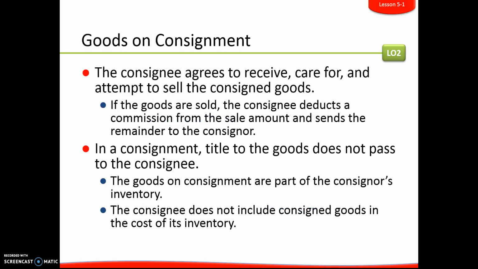And so what happens is the consignee agrees to receive, care for, and attempt to sell the consigned goods. It's kind of like if you are like Kohl's Mentor or Plato's Closet in the mall. If the goods are sold, the consignee deducts a commission from the sale amount and then sends the remainder to the consigner. And in a consignment, the title of the goods does not pass to the consignee. So the goods on consignment are still part of the consigner's inventory. The consignee is just like the place where you could go to buy that. They're going to take a fee for performing that service for you, but that inventory is never actually part of theirs.